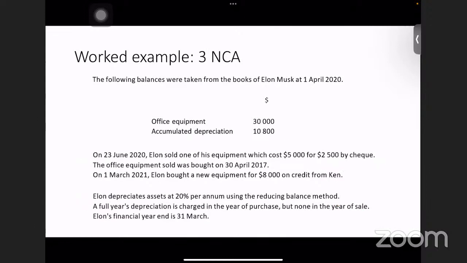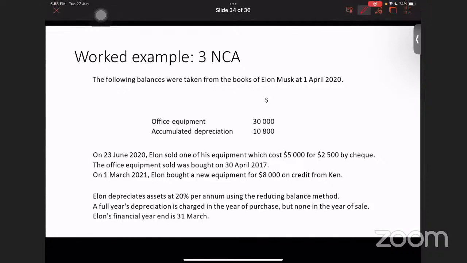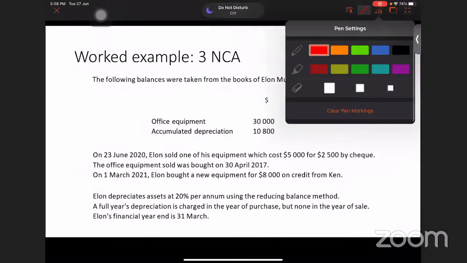Okay, so let's move on. This one will be a bit more challenging. This one where we will have 3 NCA and we'll have 3 different things going on. So we are going to have an existing equipment that we sell, and a new equipment that we buy. So in total there will be 3 things involved here. Okay, so let's take a look.